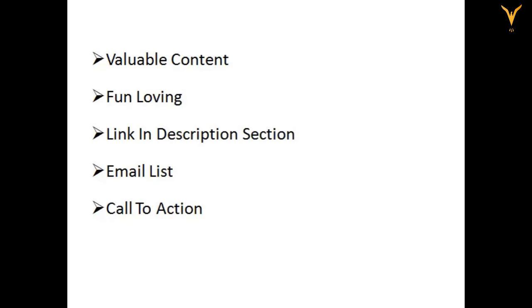Now you can also do a call to action. For example, when you're doing a review of a product, maybe you can sell products of Amazon on your channel. You make a review of that product, and in the description section you add the link of that product. When your audience clicks on that link and buys certain things from Amazon, you're going to get the commission. So this will also add some money.